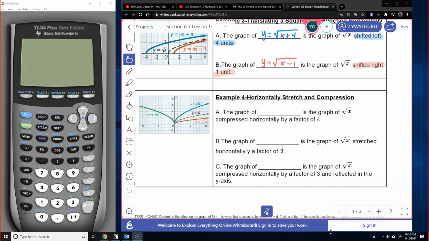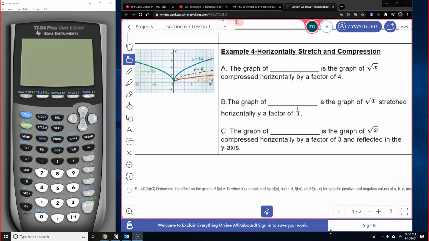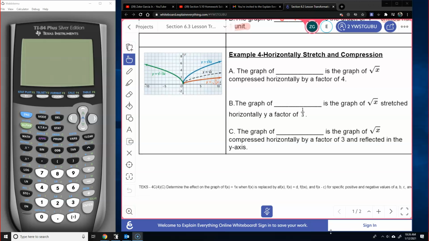So now we're going to go ahead and go to the last example. And we have a horizontal stretch or compression. Now you notice that there is one that's reflected over the y-axis. And I want you to notice that the green one says compressed horizontally by a factor of 3 and reflected over the y-axis. So we have y equals, and we have the radical, and then we have a negative. When you have a negative there, that means it's going to be reflected over the y-axis. And if you want to know what's going to happen, compressed, so that 3 is going to compress it horizontally.